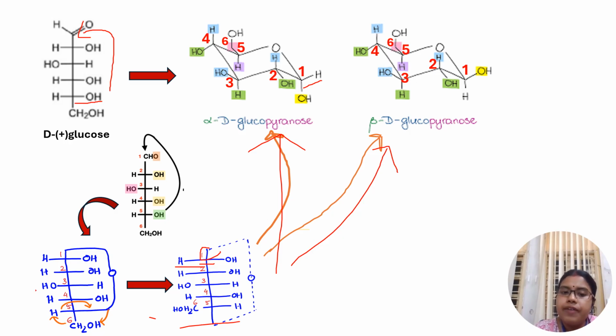For alpha and beta, if the OH is in the axial position, then we get the alpha anomer. If the OH is in the equatorial position, we get the beta anomer. Other than this C1, all other configurations will be the same for alpha and beta.